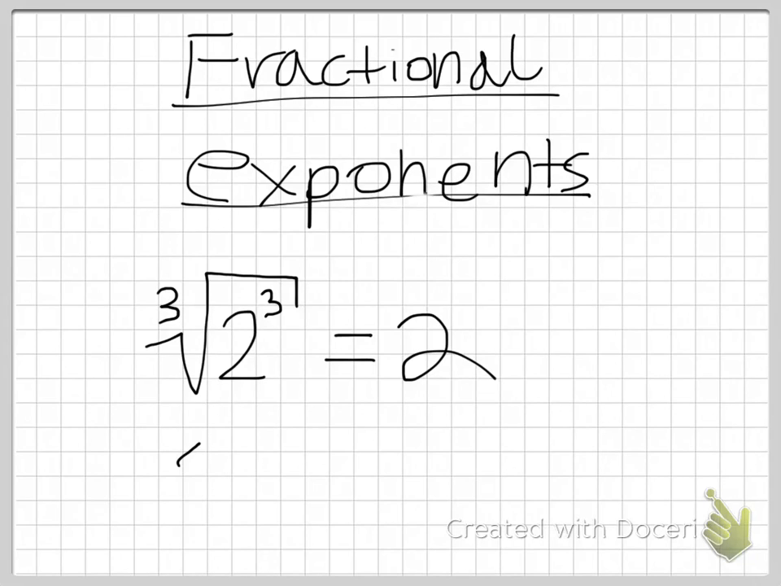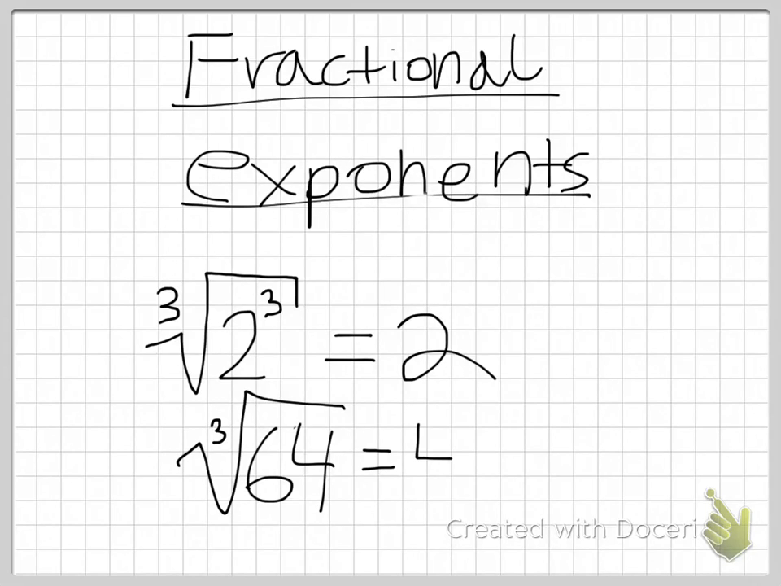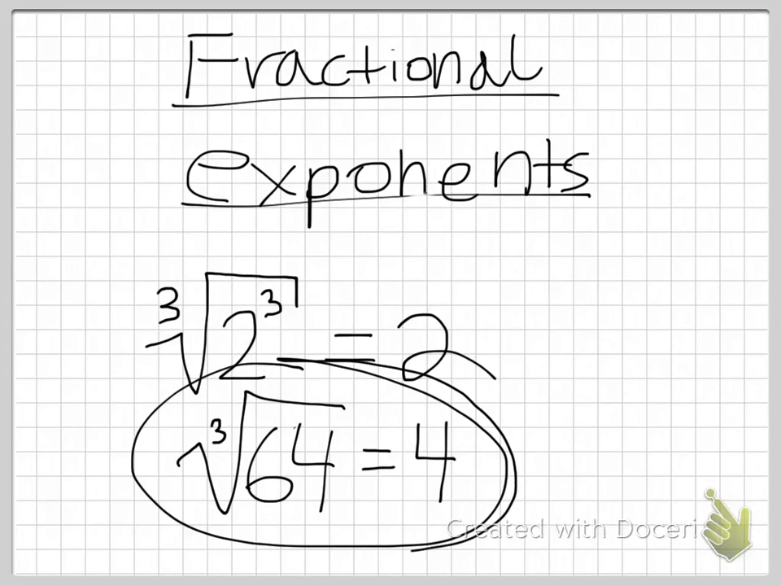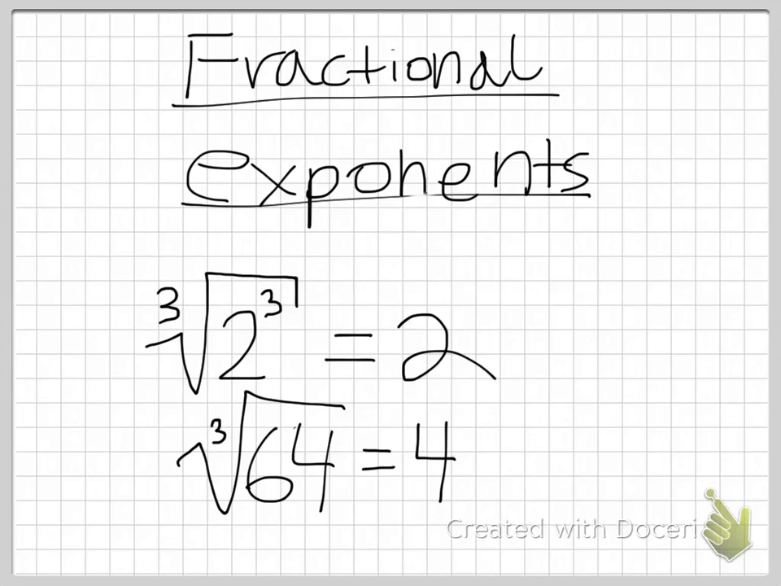So if you have the cube root of 64, that's why we write that little 3 right there. That equals, what number to the third power equals 64? Well, 4 does. So that's what a cube root is.